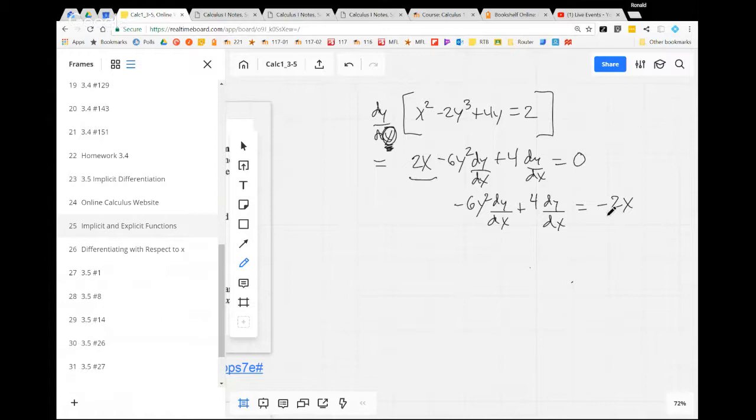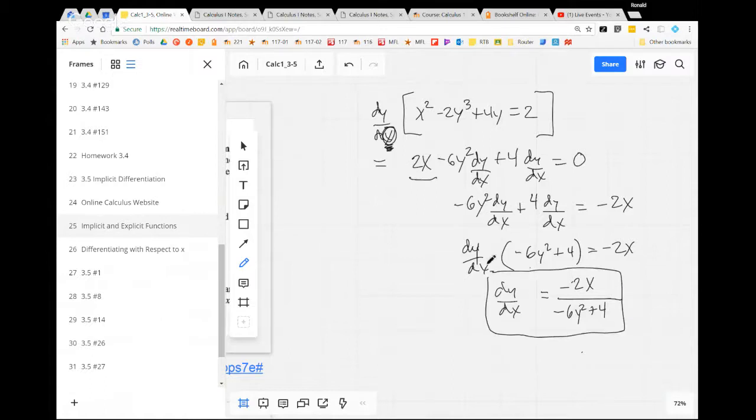Now, we want to get dy dx by itself, and we can use factoring to do that. So dy dx factored out of negative 6y squared plus 4 equals negative 2x. And now we can solve for dy dx. And that is negative 2x divided by negative 6y squared plus 4. Now, this is the end of our derivative down here.